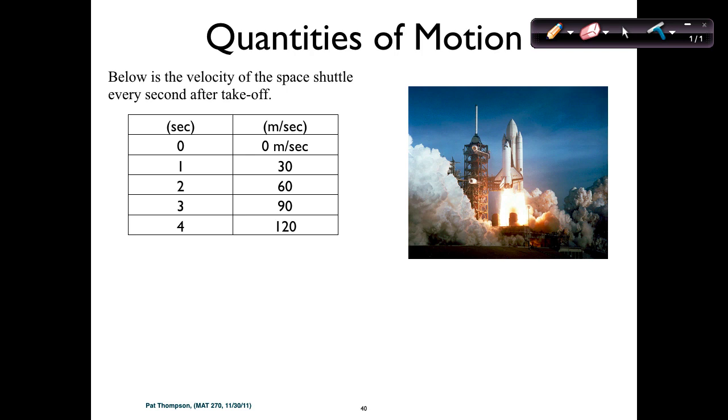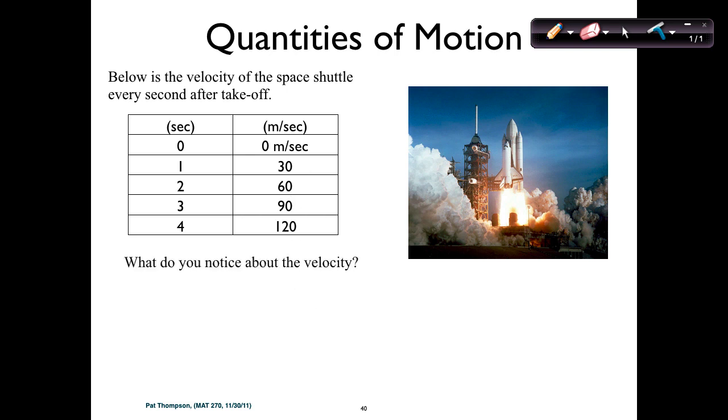But they've discontinued this program. But anyway, this makes a good example. So upon takeoff, this is about right, the velocities every second after takeoff: 30 meters per second, then 60, then 90, then 120 meters per second.